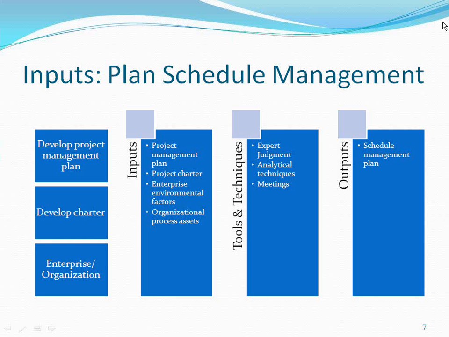EF means organization culture, the tools that are available, resource availability and skills, what software you have in your company. And OPA means the assets related to the process, like your historical information. The same schedule management plan you have done for a similar project earlier in your previous project, templates, all these things you will have. And in order to plan your schedule management, what do you need? Expert judgment, the subject matter expertise you require.